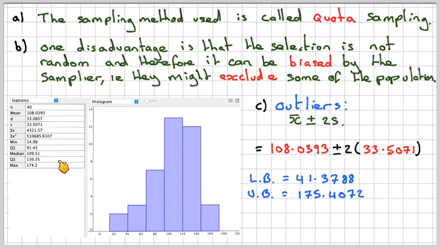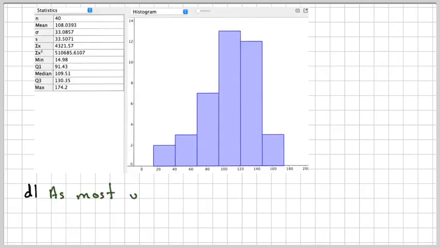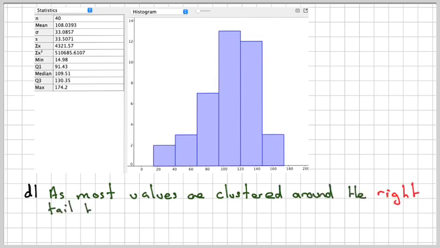So if we now look at this data here, we've got a maximum value here of 174.2, and we've got a minimum value of 14.98. Those are both within those boundaries, therefore there will be no outliers. Okay, right, as most of the values are clustered towards this end of the data, then this data is negatively skewed.